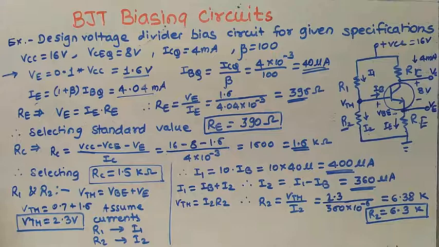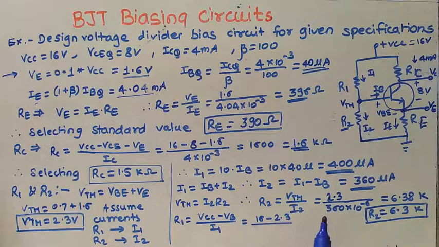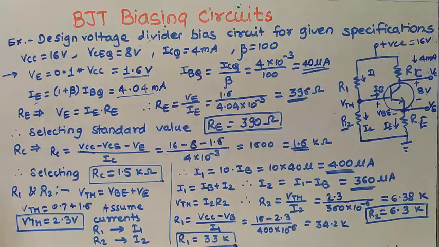Now for R1, we have VCC minus VB divided by I1. So VCC is 16 minus 2.3 divided by I1. I1 is 400 into 10 raised to minus 6. So it is 34.2 kilo ohm. So selecting standard value of R1 near to 34 is 33 kilo ohm. So R1 is equal to 33 kilo ohm. So by this way we can design the voltage divider biasing circuit.